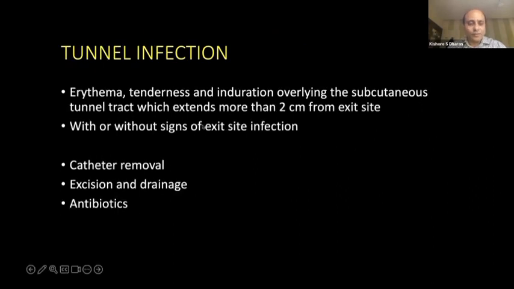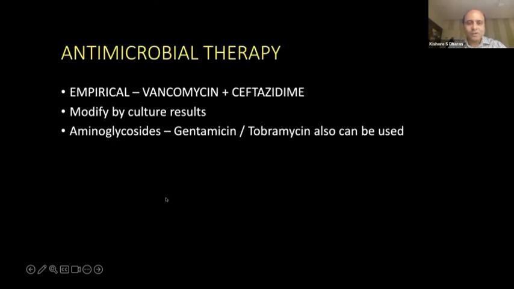The tunnel infection is another form of infection, where erythema, tenderness, and induration can overlie the subcutaneous tunnel tract, which extends more than 2 centimeters from the exit site, with or without the signs of exit site infection. There can be a local reaction, but it need not always be there. Tunnel infection is mostly treated with catheter removal. If there is a pus collection or an abscess, you have to do an excision and drainage along with antibiotics.